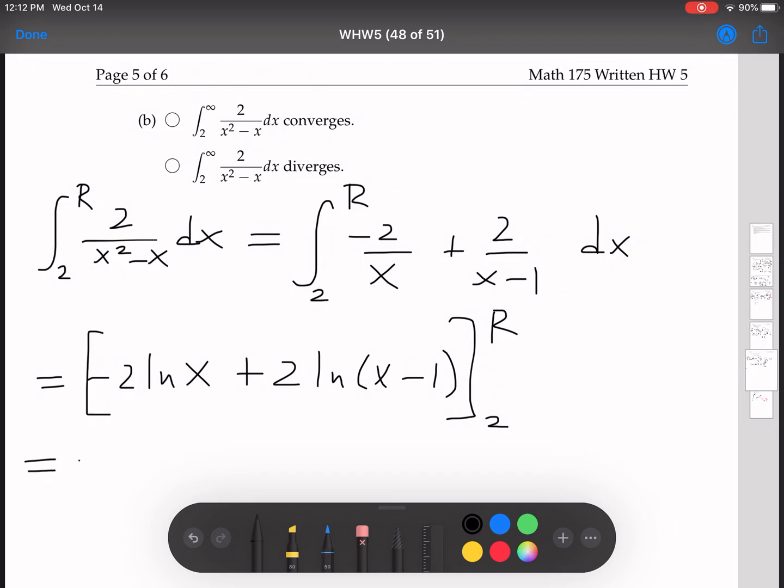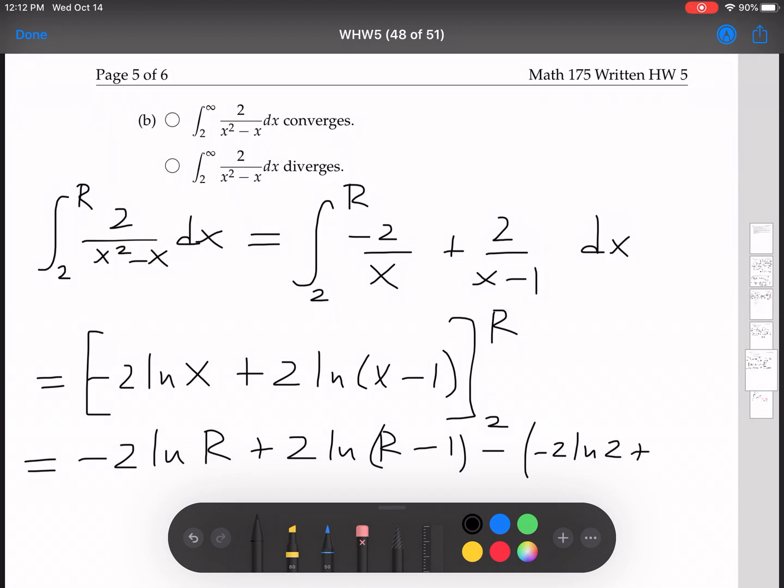Okay, so here we've got negative 2 ln r plus 2 ln of r minus 1, minus negative 2 ln 2 plus 2 ln of 2 minus 1, which is 1. And now remember that ln 1 is 0, so this is just 0 here.